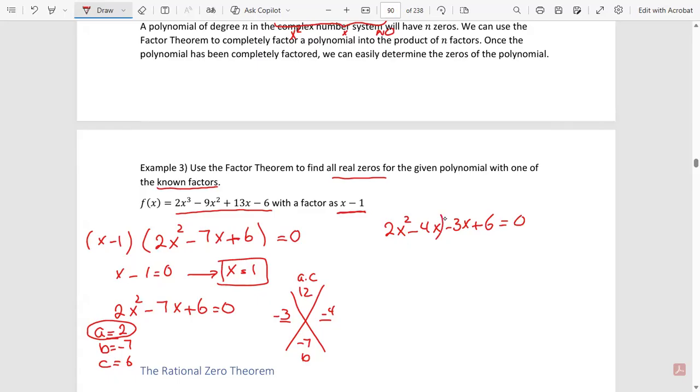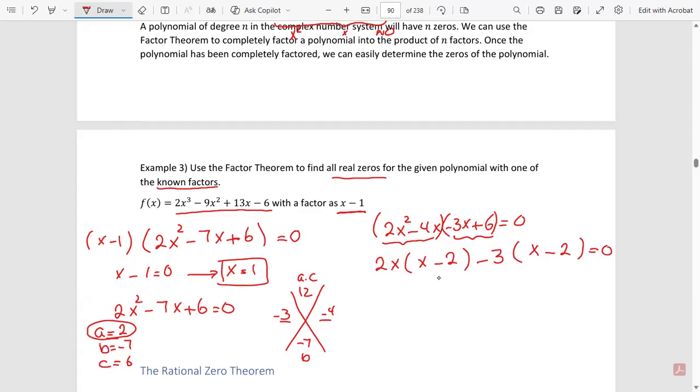I put them in groups of 2. Try factoring the greatest common factor from each group. From the first group, 2 is a common factor, x is also a common factor. If I factor 2x and divide each of them by 2x, it gives me x minus 2. From the second group, 3 is a common factor, but I will factor -3 instead of +3 because I want the inside of the parenthesis between the terms to be negative. And if I divide both by -3, it gives me x minus 2 again.